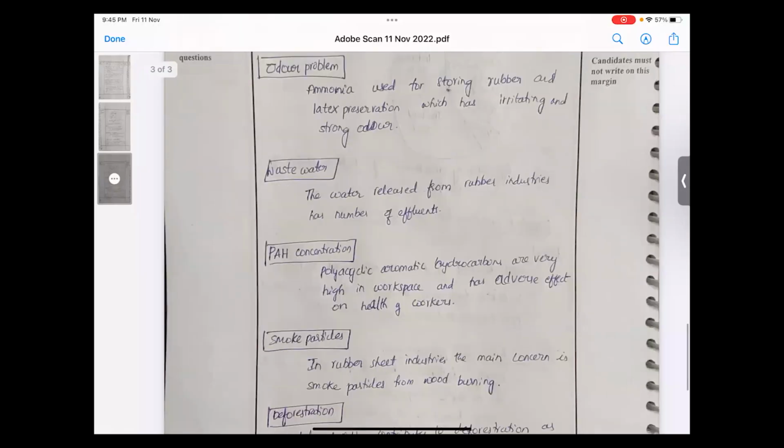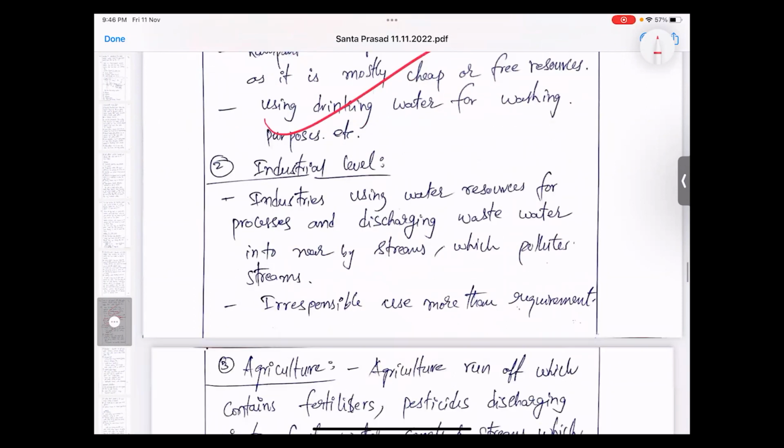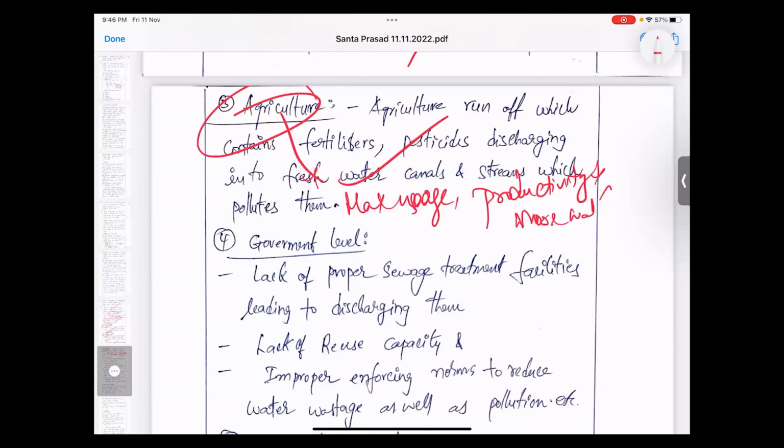Yes, sir. Individual level, industry level, agriculture. Mention that agriculture we are having maximum usage of fresh water. Use the term productivity is less, and how we are using more water than required.